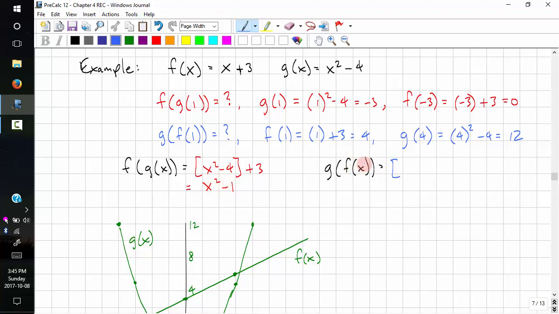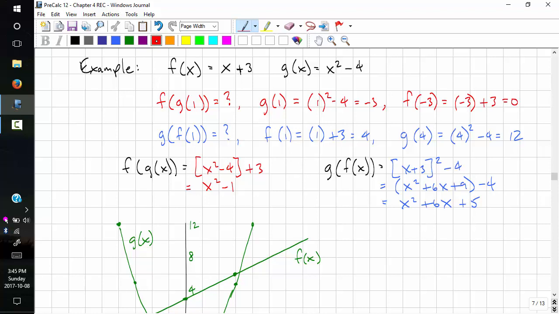Now for g of f of x, we substitute f of x, that's x plus 3. And that gets substituted for that x. Now we need to square and minus 4. So we FOIL this. That's x squared plus 6x plus 9 minus 4. Simplify, we get x squared plus 6x, and 9 minus 4 is 5.